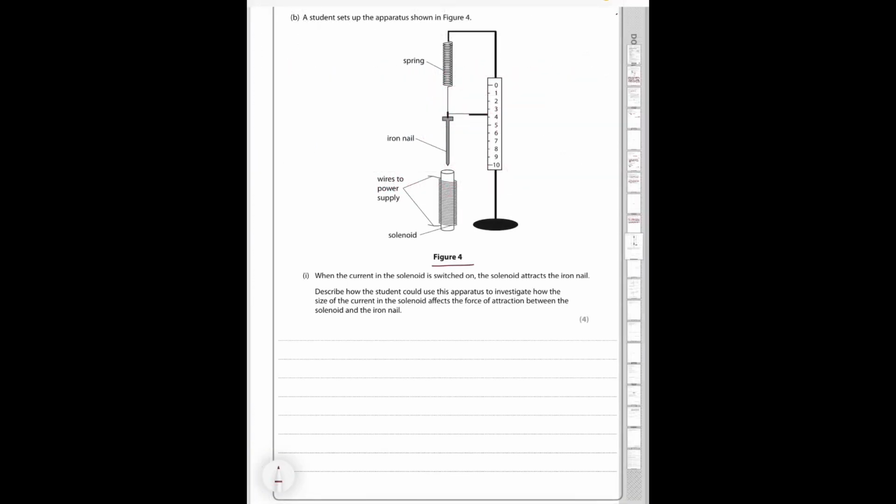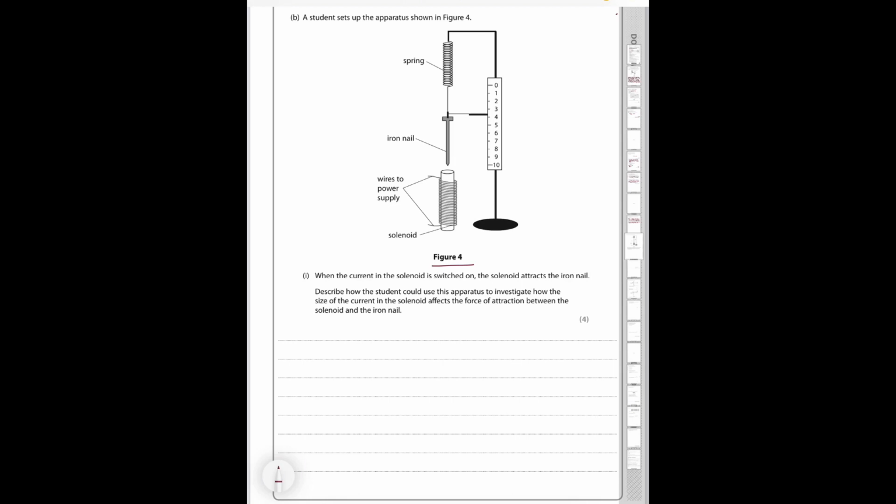A student sets up the apparatus as shown in figure 4. When the current in the solenoid is switched on, the solenoid attracts the iron nail. So describe how the student could use this apparatus to investigate how the size of the current in the solenoid affects the force of attraction between the solenoid and the iron nail.